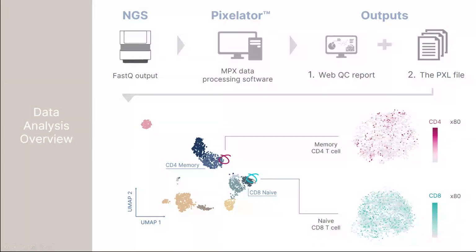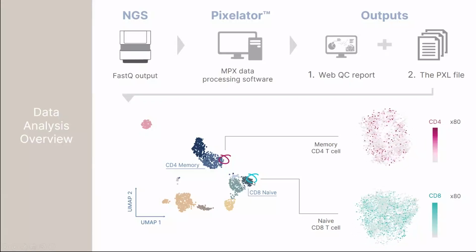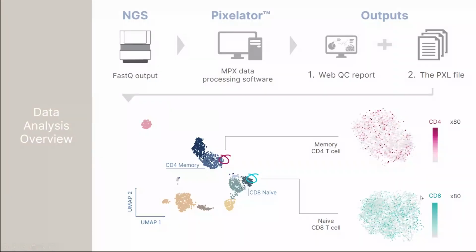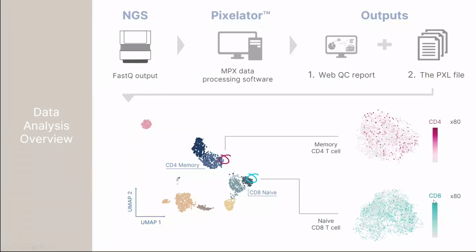Another cell that we could look at is this one right here. It's a CD8 naive T cell instead. And here you have an example of coloring it with CD8.